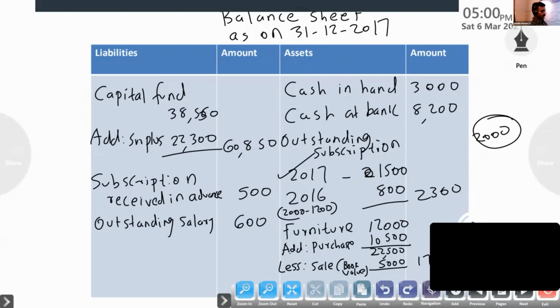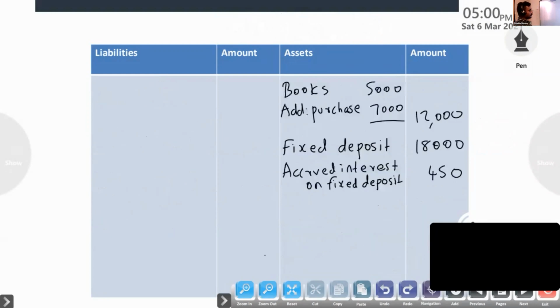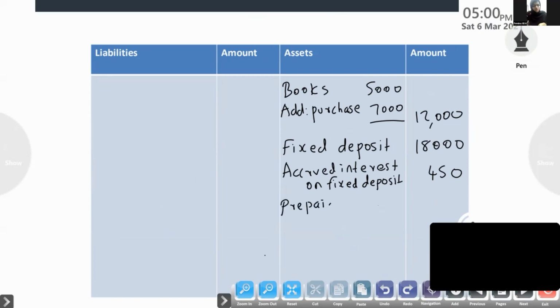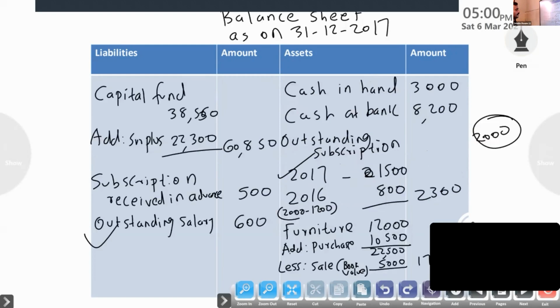Next, prepaid rent. Semina, asset or liability, prepaid? You have to look at income and expenditure. That adjustment you have to adjust, that much only. Otherwise, we have to look at the question. Next, any other item? Fixed deposit we wrote, accrued interest, prepaid rent, outstanding salary from adjustments. Over.